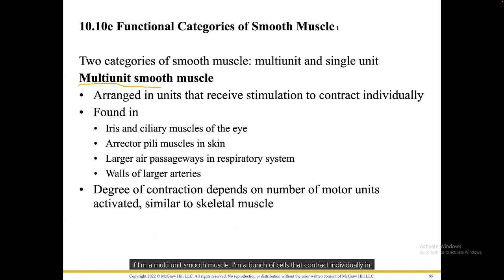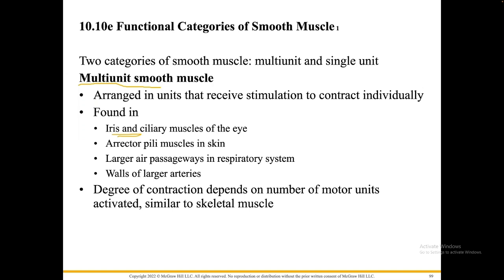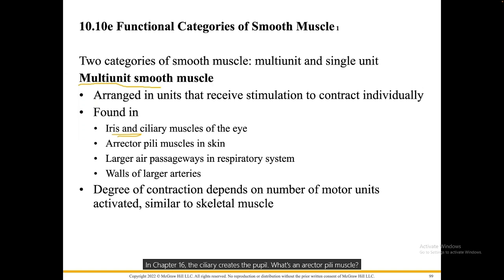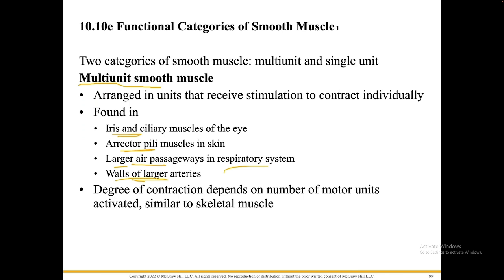If I'm a multi-unit smooth muscle, these are found around the eye. We'll see in chapter 16 the ciliary creates the pupil. What's an erector pili muscle? Remember, those were the ones that attach to the hair in our skin. These multi-units are also in the larger parts of our respiratory system, not necessarily the tiny parts of our lung, but like your throat portions, and even some of the larger arteries have multi-unit smooth muscle. These are similar to the motor units we were looking at with voluntary muscle.